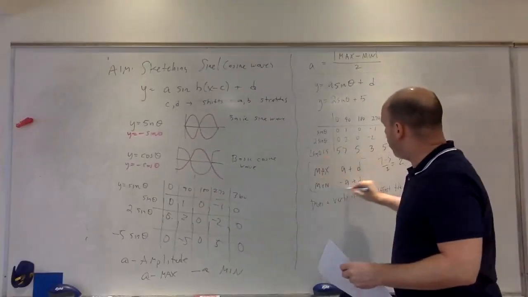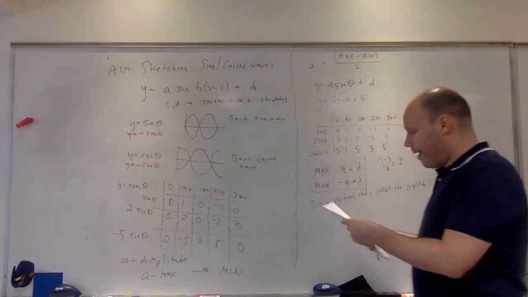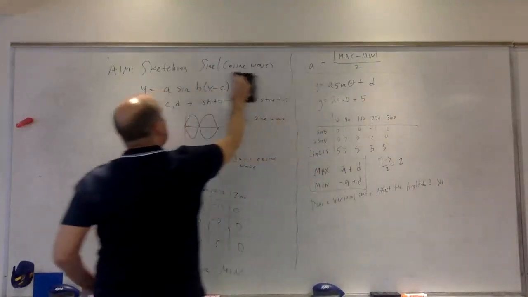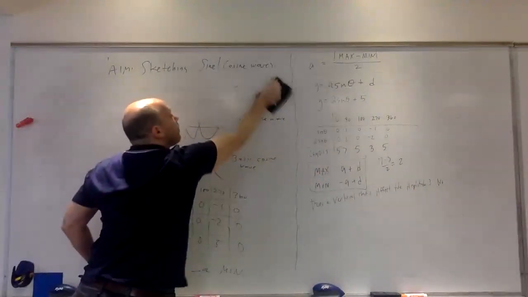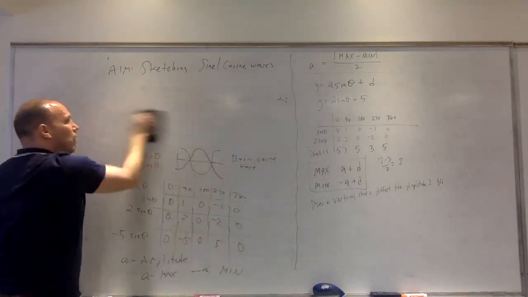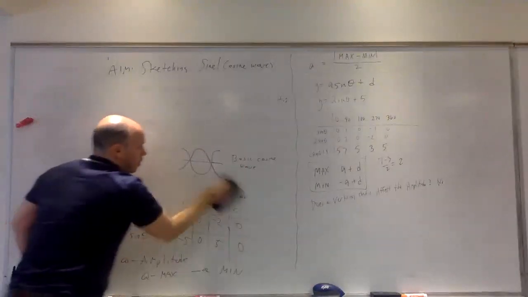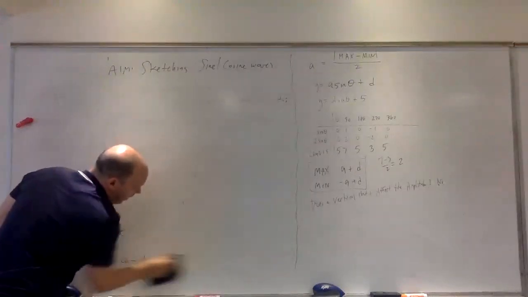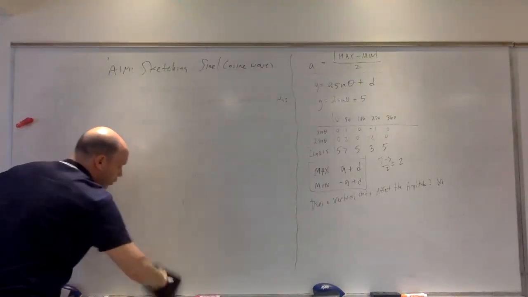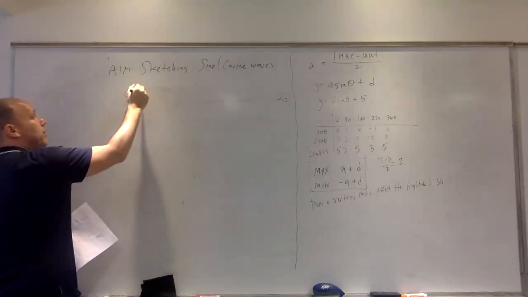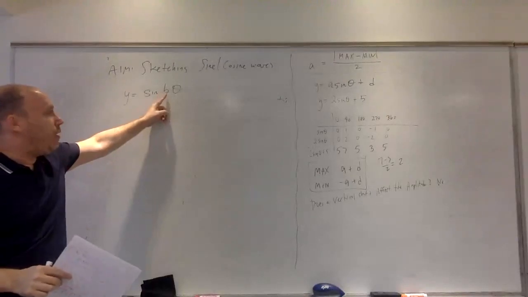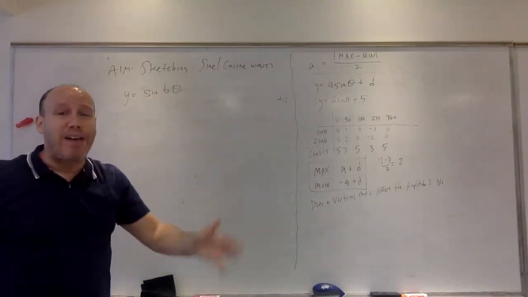So remember this. Nice. The next thing I want to look at is the b. Let me just erase this. Let's see how that affects my graph. Well, my first question is, does b affect the amplitude? So sine of b theta. What kind of effect does it have on my graph?